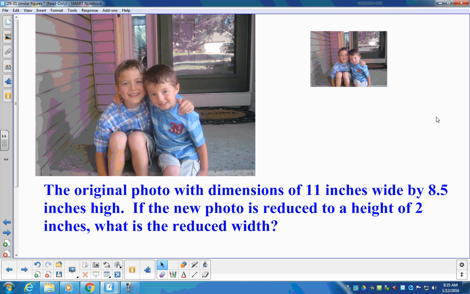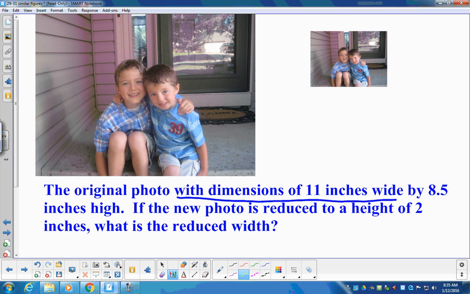So the original photo has dimensions of 11 inches wide. You don't have that on your screen or on your paper, obviously, so I'll do all the writing up here for us. That's 11 inches wide by 8.5 inches high. So I made a pretty big picture, like the 8 by 11 picture that most people get of your school picture. That's the equivalent picture, we'll say.